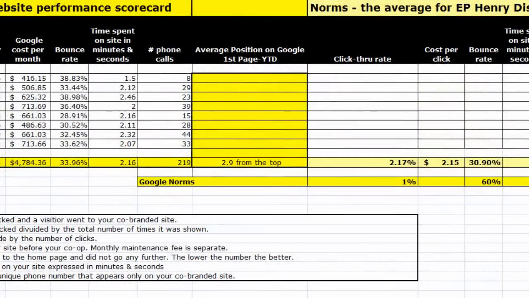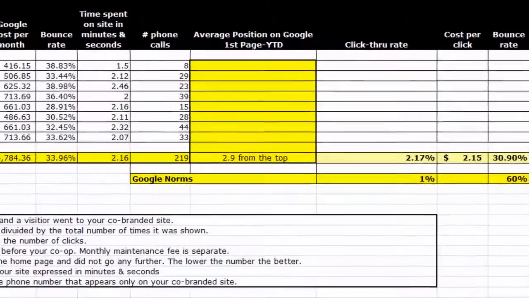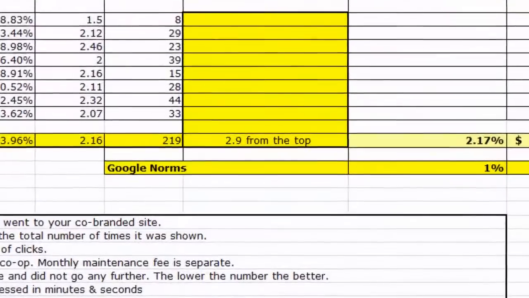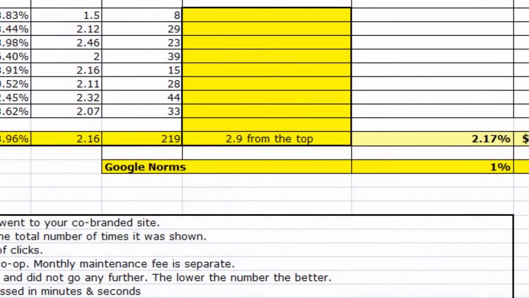The next column is where your ad usually appears on Google. The top 3 ads are ads number 1, 2, and 3. The top right hand column are ads 4 through 10. As you can see in this particular example, 2.9 means that most of the ads fall anywhere in the 2, 3, and 4 position for this particular client.